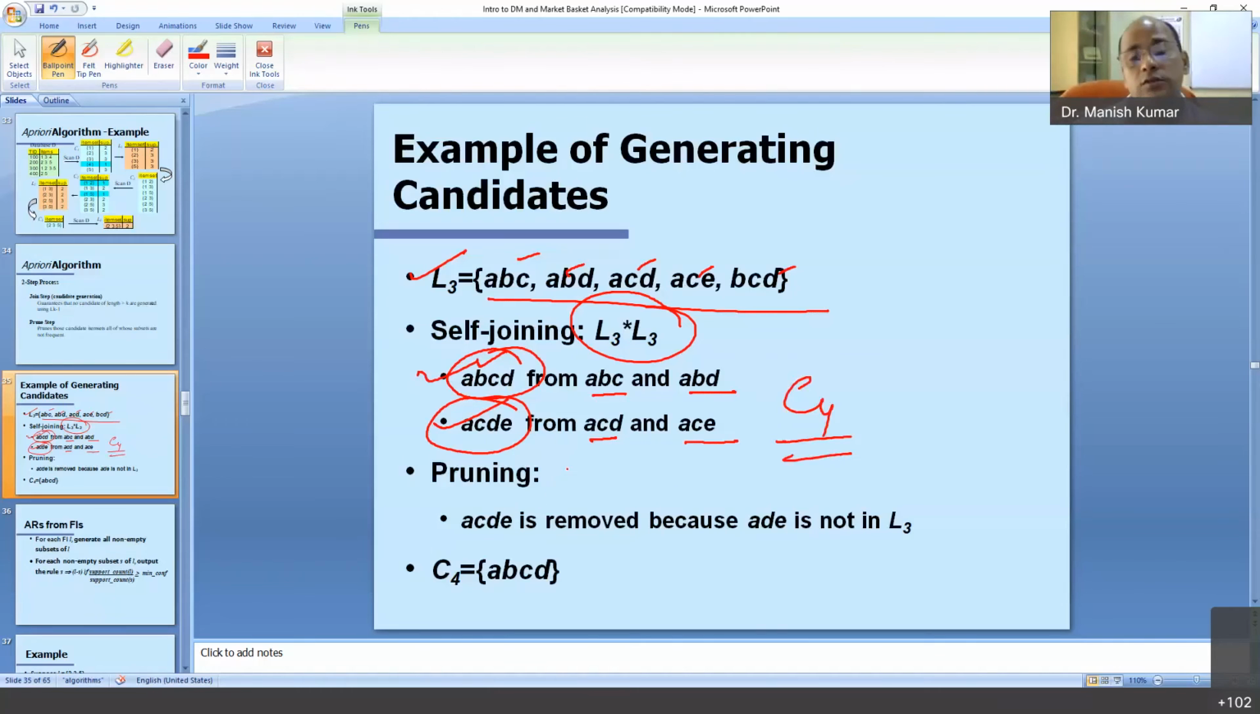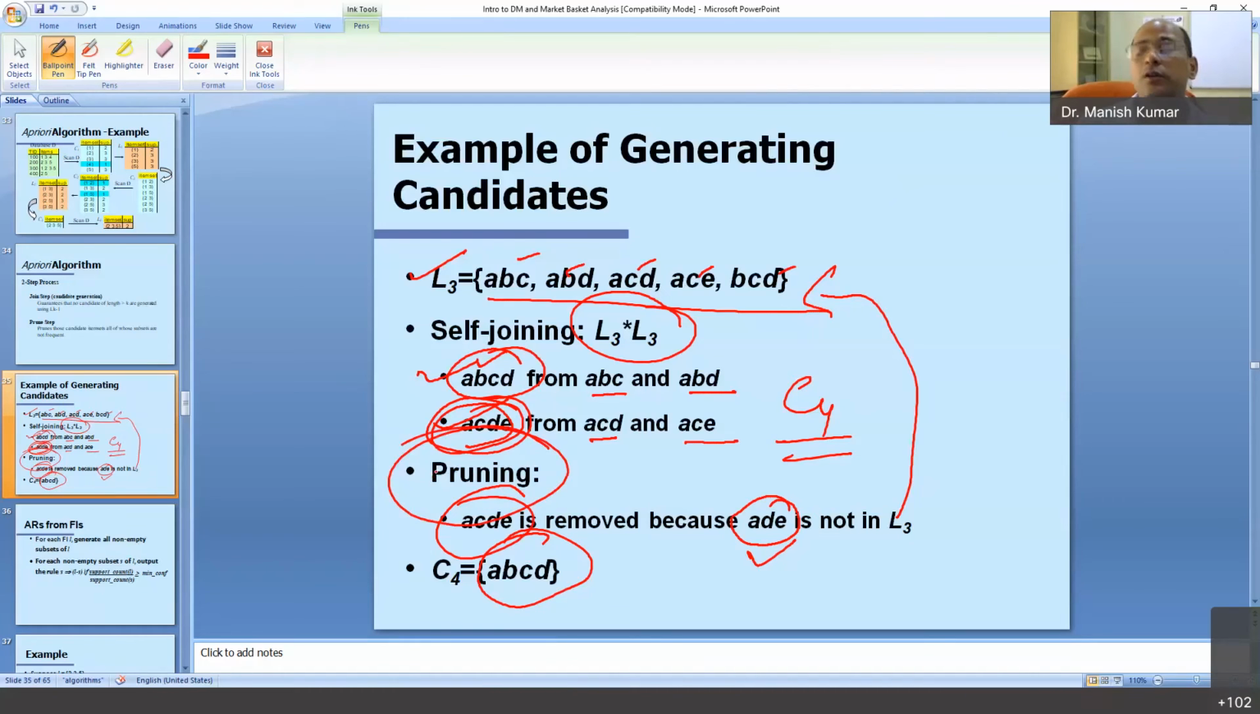The answer is yes, it may be, it may not be. Why? Because C4 might contain ABCD but might not contain ACDE. The reason is very simple: this AD is not in L3. So it actually violates the anti-monotone property of the a priori. So you can apply this pruning stage before generating the candidate set C4. These properties can be used at any instance to get some sort of optimization. Okay.